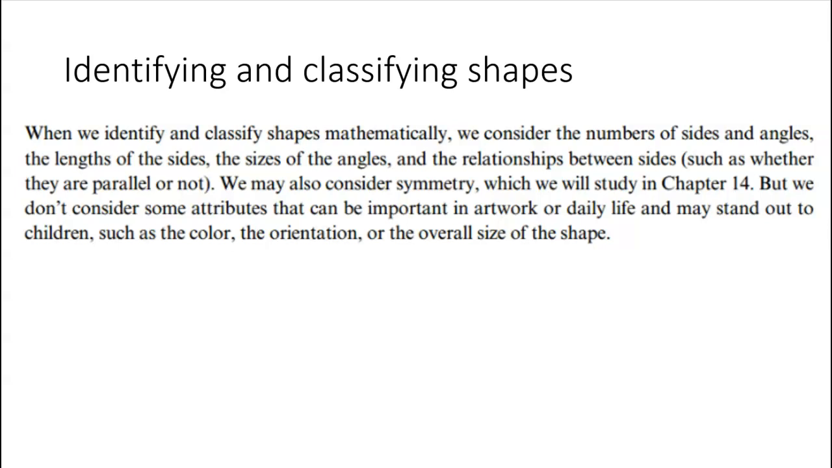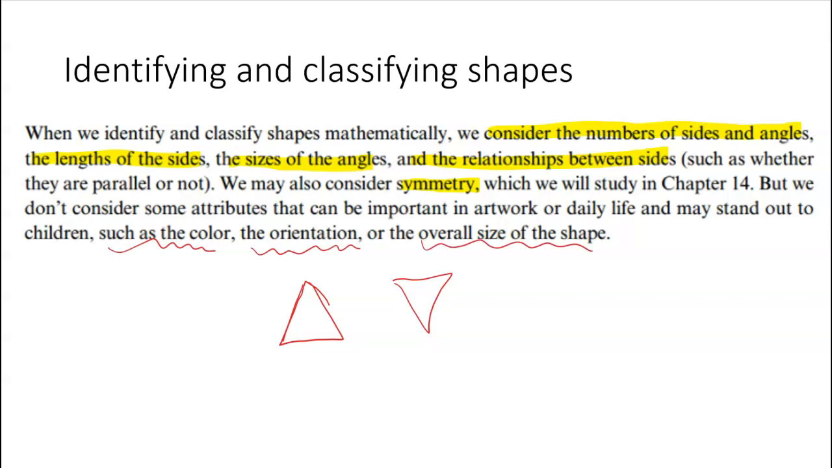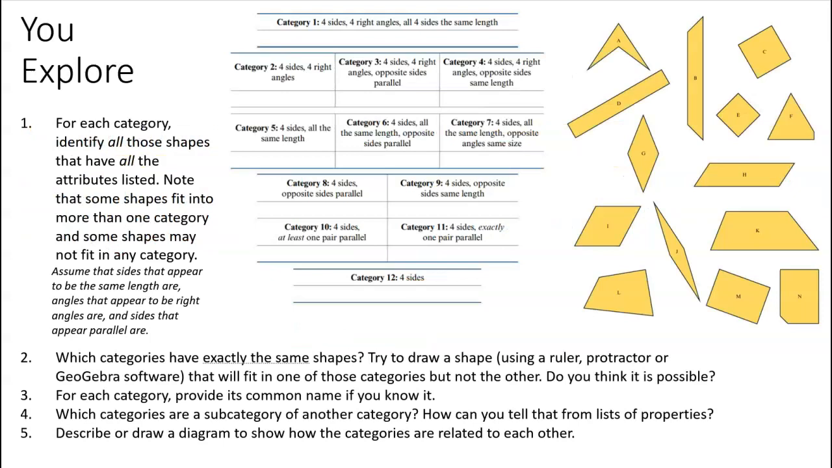So when we identify and classify shapes, we consider the number of sides and angles, the lengths of the sides, the sizes of the angles, and the relationship between sides. So are they parallel, perpendicular? We might also consider symmetry, but we don't consider some attributes that might be important to children. So we're not going to be talking about color or orientation up and down, right? A lot of students can say, hey, that's a triangle, but they don't know why it's a triangle. And then again, the overall shape. So these things are not considered when we classify and identify. So we've got another explore here. Take your time, very important here.